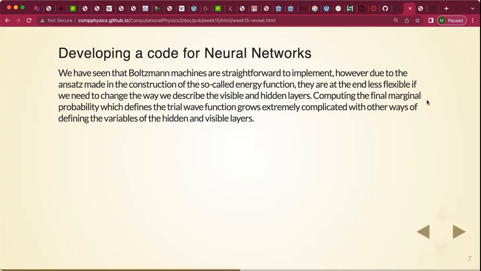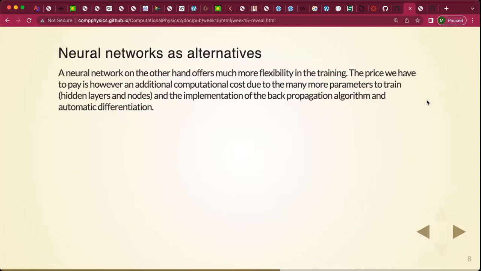And this is one of the reasons why, except for the case with the spin-spin Hamiltonian, the interest in Boltzmann machines has been a little bit lost. And neural networks have actually taken over here. Neural networks offer much more flexibility. And the price we have to pay is an additional computational cost due to the many more parameters which need to be trained and the implementation of the backpropagation algorithm.